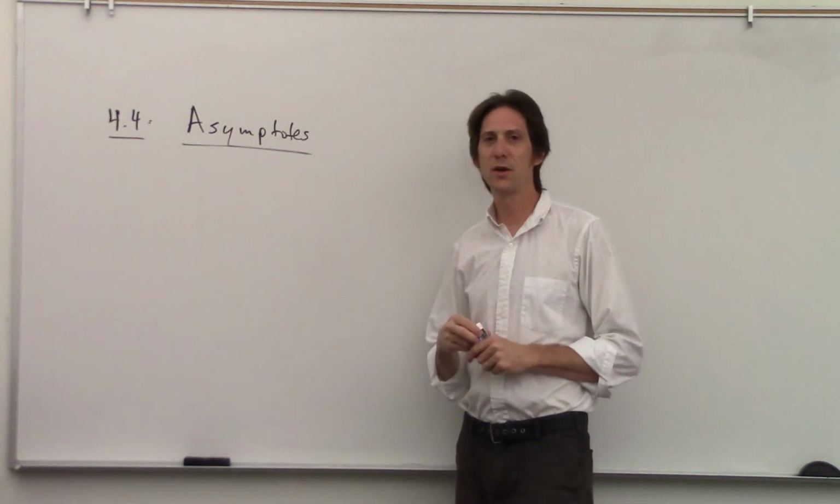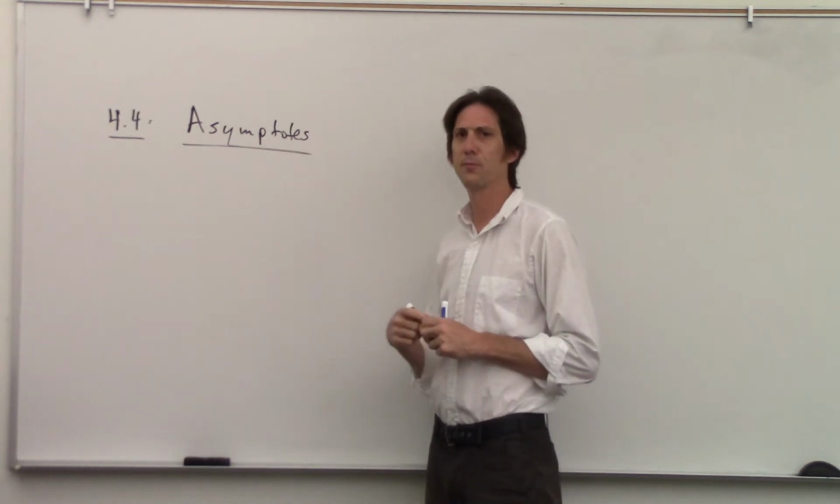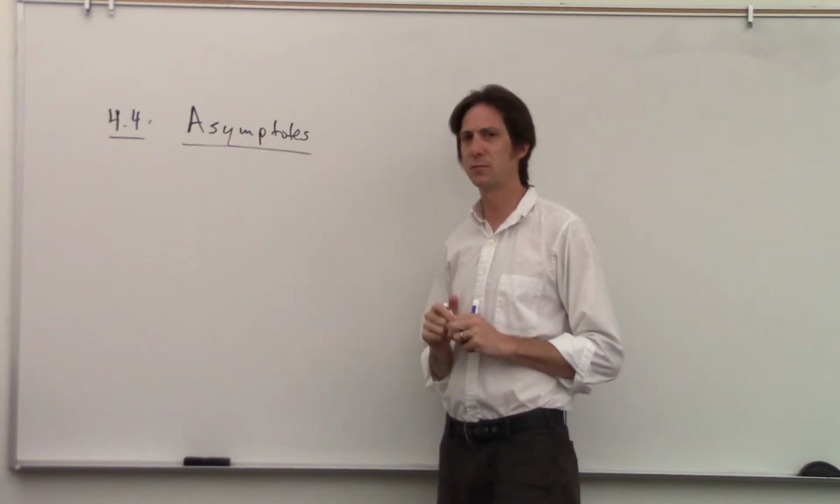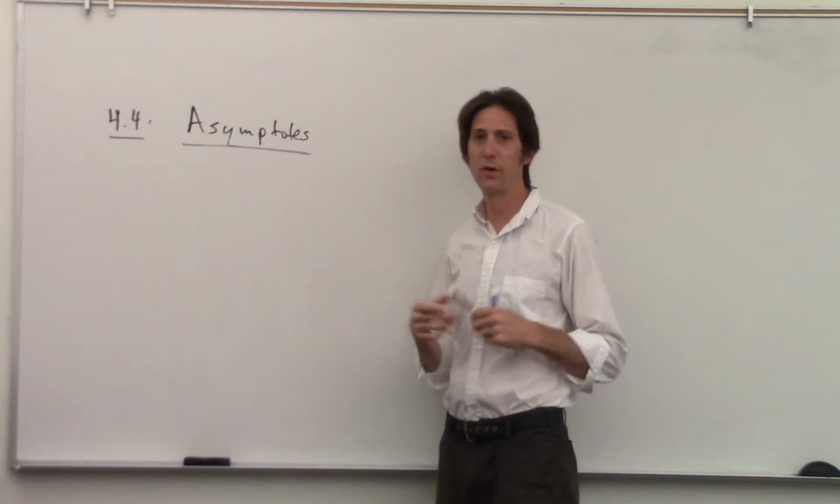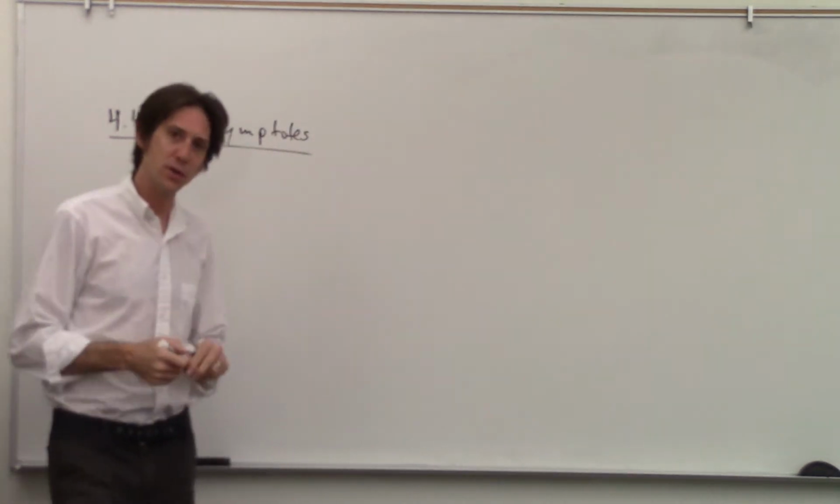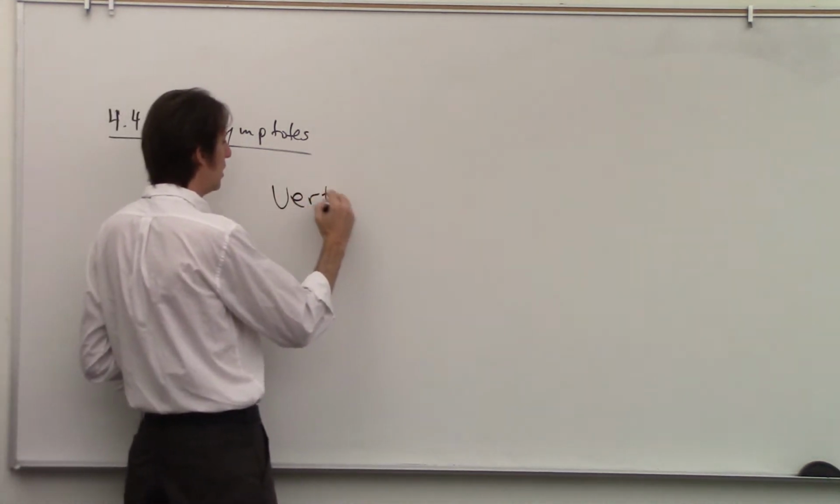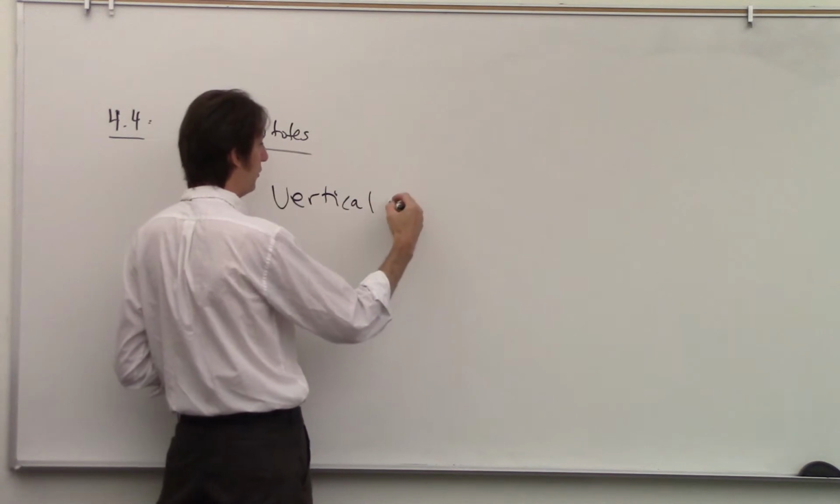Hello, today's video is section 4.4, asymptotes. There are two kinds of asymptotes that we will work with in this class: vertical asymptotes and horizontal asymptotes. I think you've probably seen these before.